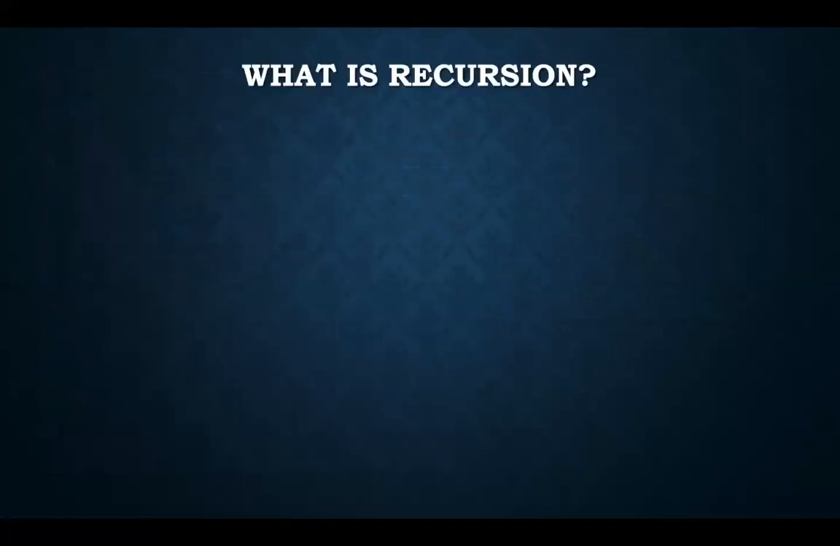And let's dive deeper to see what recursion is. Let's look at a very simple example of how we can use recursion to solve a simple problem. Recursion is a method of solving a problem where the solution depends on solutions to smaller instances of the same problem. So recursion solves problems by using functions that call themselves from within their own code.